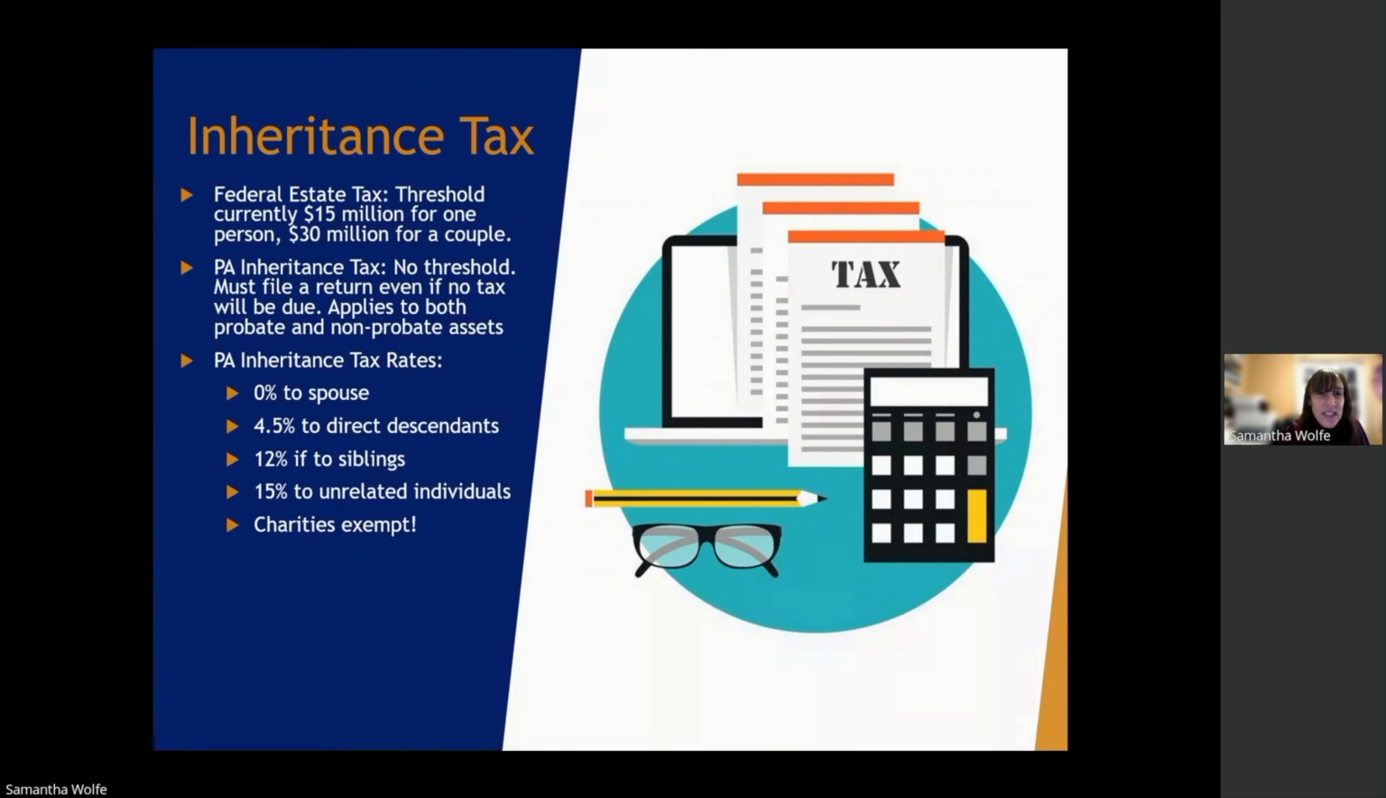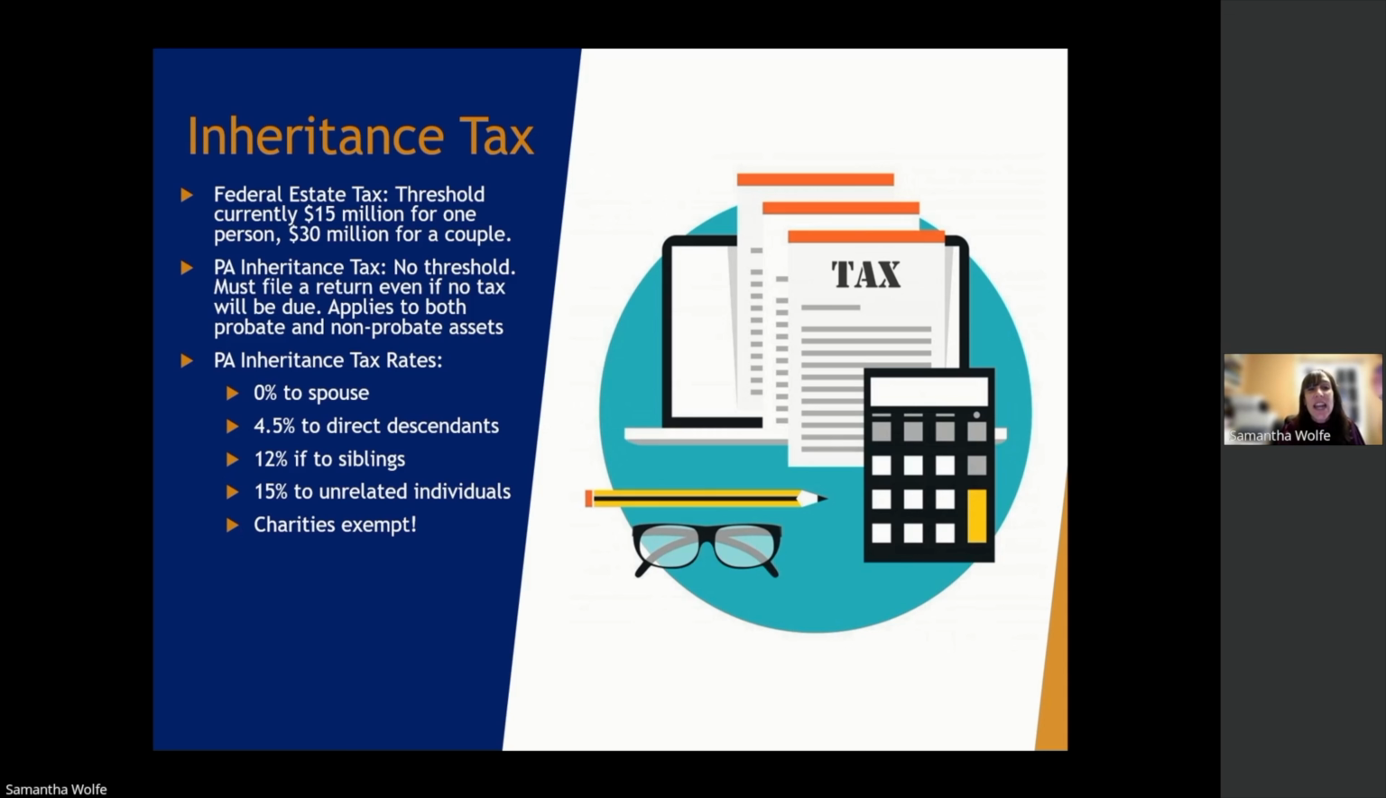The federal estate tax is a tax on your right to transfer assets when you die at the federal level. The threshold is $15 million starting in 2026. So as long as a married couple doesn't have an estate larger than $30 million, we don't have to worry about any federal estate tax. But Pennsylvania inheritance tax, there's no threshold. You have to file a return even if no tax will be due if the assets need to be disclosed on the return, and it applies to both probate and non-probate assets.